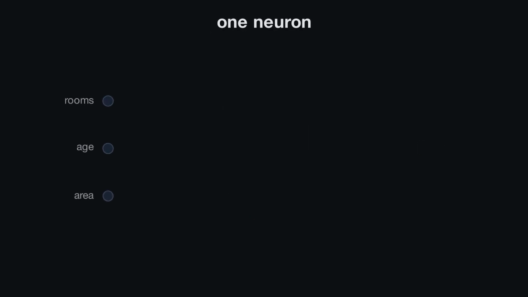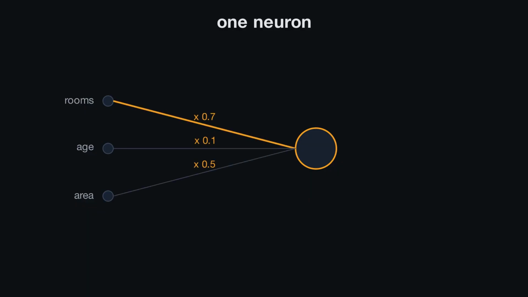The smallest part is one neuron. Think of it as a tiny calculator. A few input numbers come in from the left. Each input is multiplied by its own weight. A weight just says how much that input matters. A big weight means push hard. A small weight means barely listen.